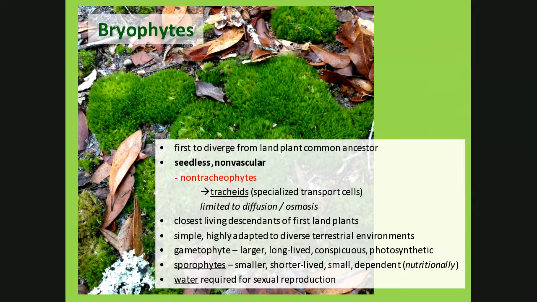By vascular, I mean that they had tubes inside the organism by which they could move nutrients and water around. Think of the vascularization in plants as very similar to the vascularization in animals, our blood vessels and that sort of stuff. So this first group of plants that we're going to talk about had no seeds and no vascularization. They were called non-vascular, or another word for that, in red here, is non-tracheophytes.